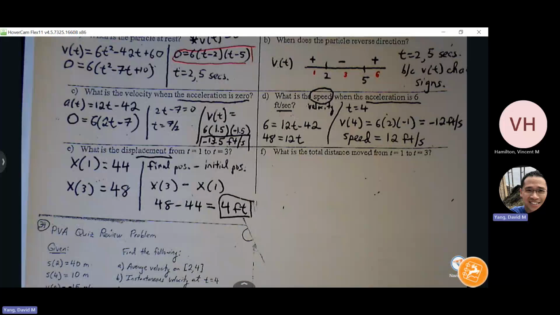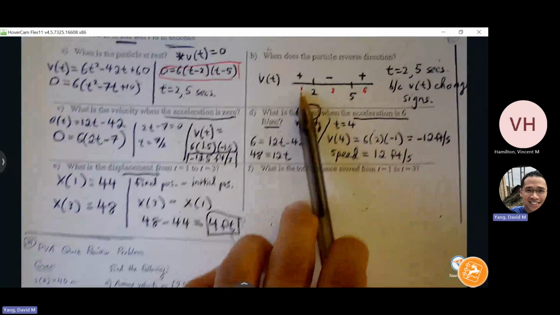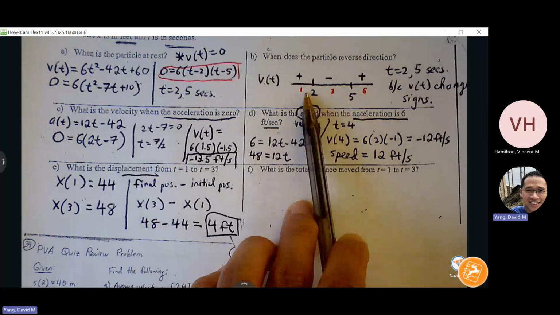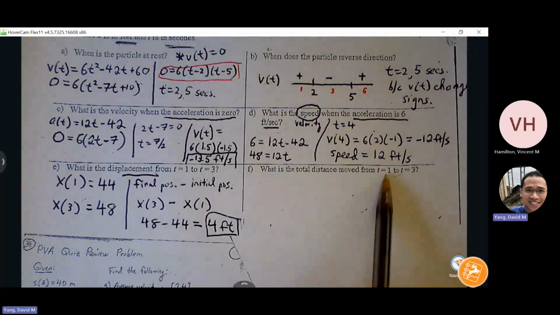Now, total distance requires a bit more effort because we have to potentially count. If an object is moving back and forth, we basically have to count the steps, right? So any steps that this object takes, we're going to count towards positive. So if he's moving backwards, we've got to count that as a positive step. So the best way to do that is look at the velocity sign line to figure out, does he even change direction between 1 and 3 seconds?